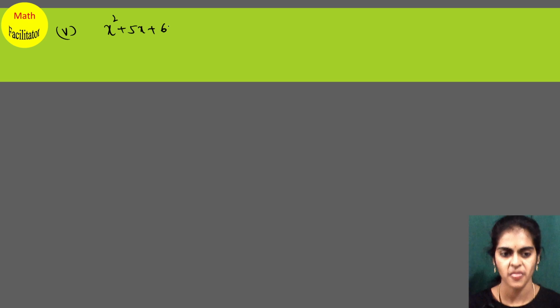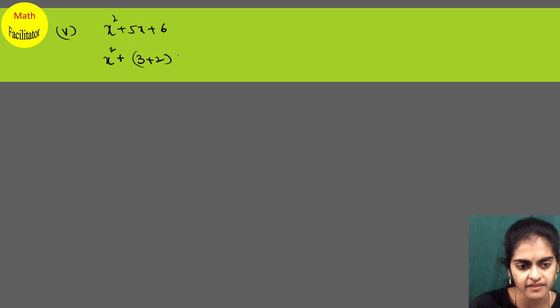x square plus 5x plus 6. Now x square plus 5x plus 6, how can we write this? Now have a look here. I can write this as x square plus, see, 5 I can write as 3 plus 2, and 6 I can write as 3 2s are 6.